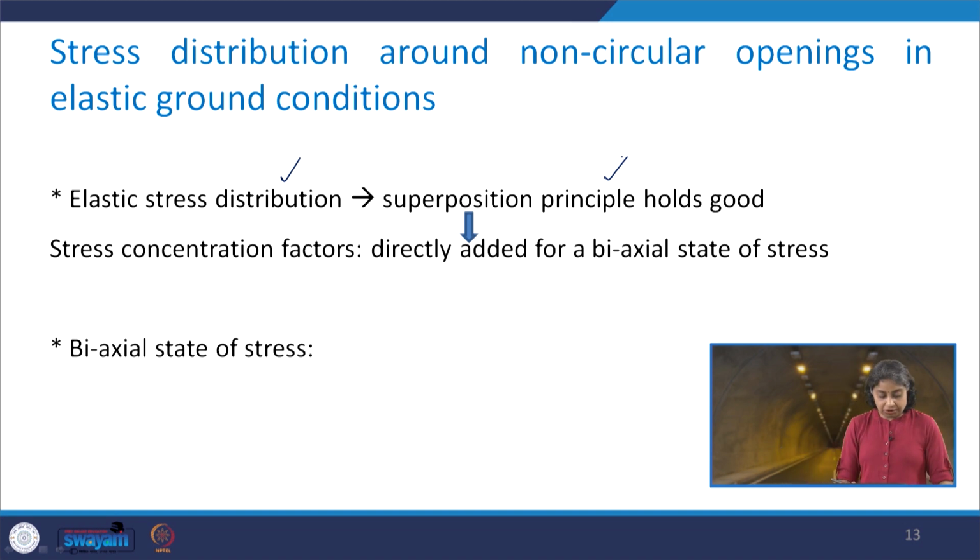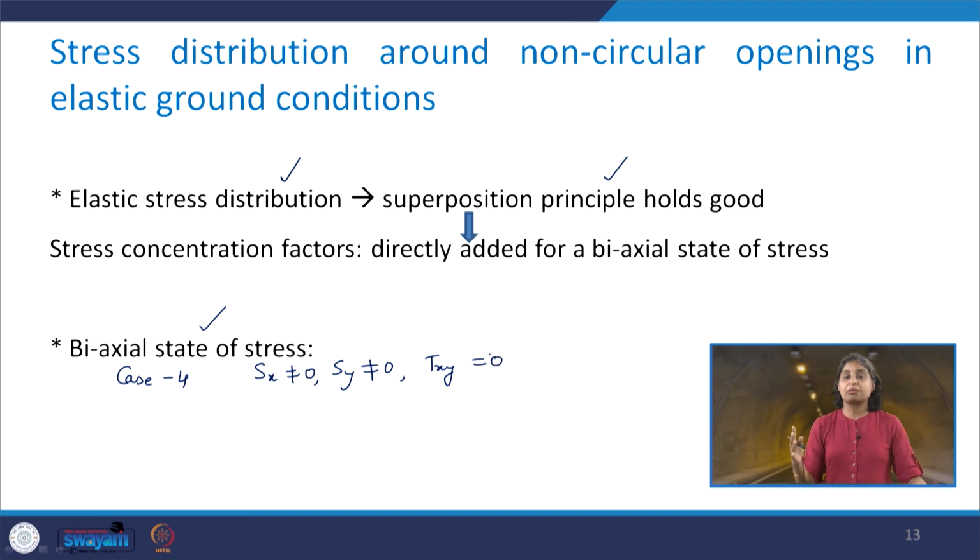So, let us take a look: if we consider the biaxial state of stress, accordingly we define the fourth case here, where you have Sx not equal to 0, Sy not equal to 0, but Txy is equal to 0. That means that the stresses are applied in the x as well as in the y direction. So, in that case you sum the expression for sigma T for the uniaxial state of stress with Sx equal to 0 and with Sy equal to 0.